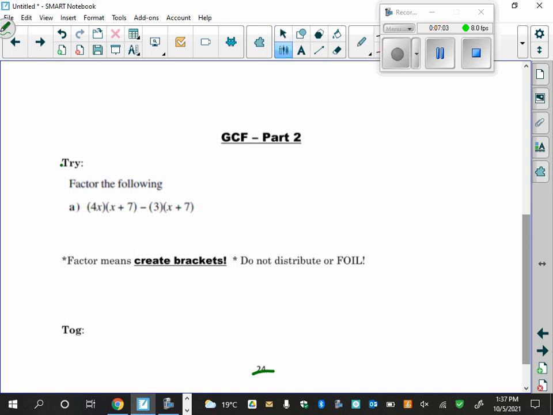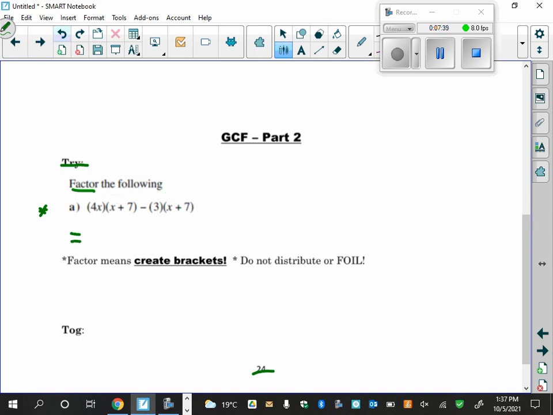So go ahead and do this one on your own. Stop! What are you doing? Don't distribute and collect by terms. It says factor. Don't get rid of brackets. You have to create brackets. Even though this is what you've done for 12, 15 months, you have always distributed that and then collect by terms. You don't do that when it says factor.